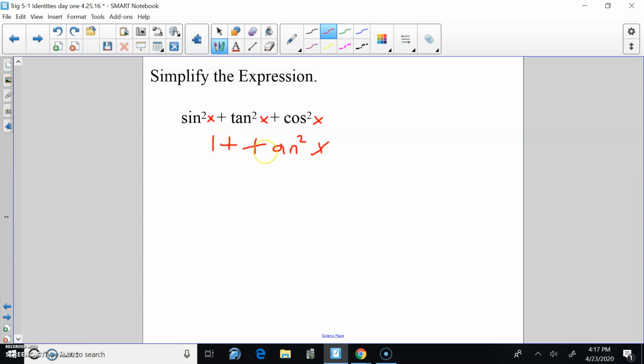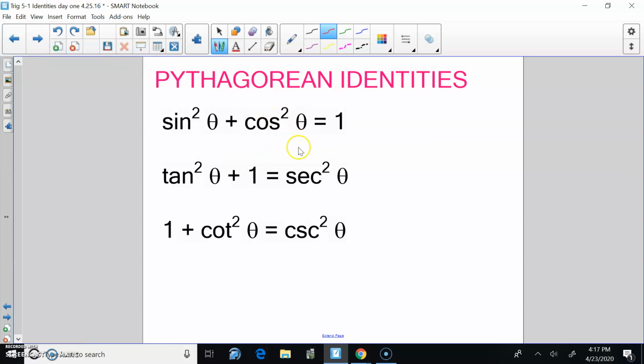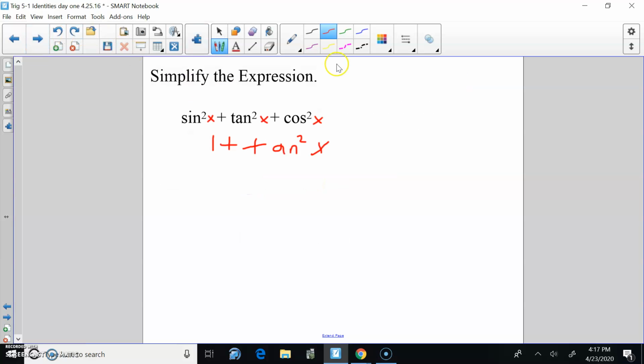Now, are we done? I'd kind of prefer to get it even simpler. I'd like to get down to just one term if possible. So I see that this still looks kind of Pythagorean-ish. So 1 plus tan squared, coming back to the Pythagoreans, sure enough, that equals secant squared. So once you're down to just one term, that's the best you're going to be able to do with it.